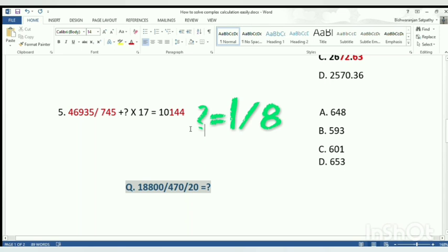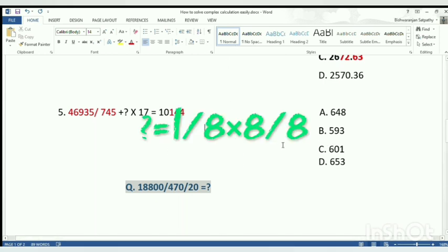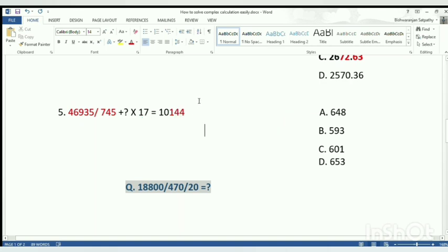Okay. So you might be thinking 1 by 8. Then what should we do now? We can actually multiply 8 in the numerator and denominator. So because of that, what will happen? In the numerator 8 will remain, and in the denominator 64 will remain. So 6 plus 4 will be 10. So our answer will be, the question mark value should be 8. So we have to find the option in which 8 will remain.